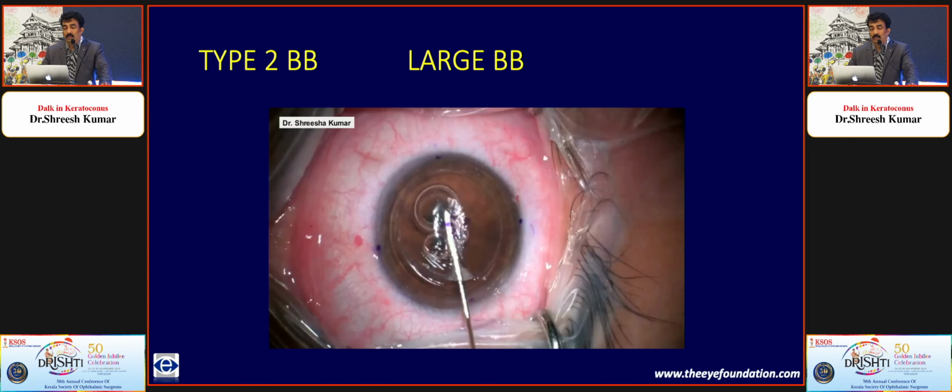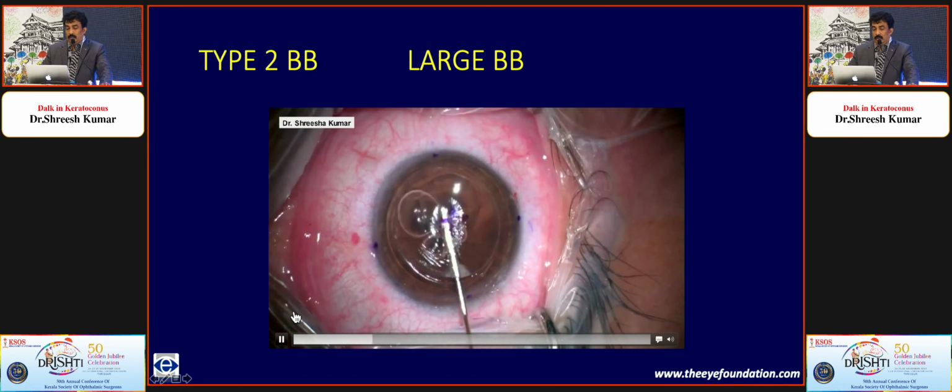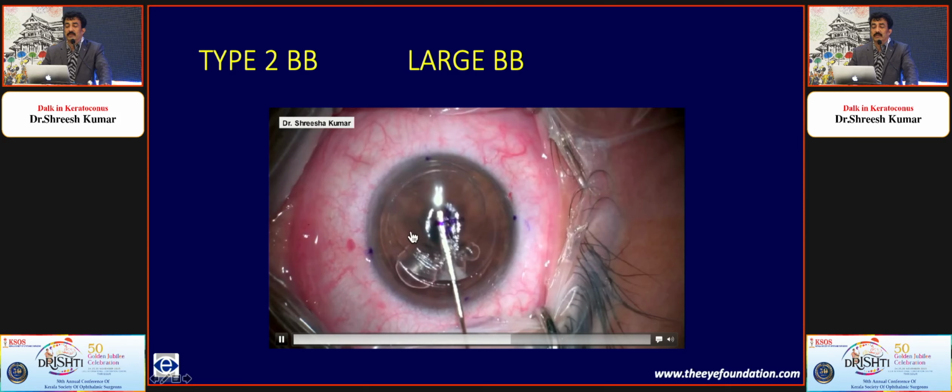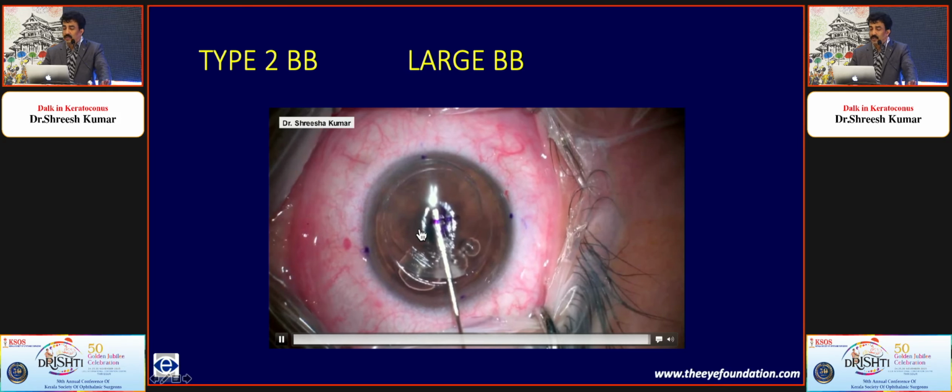Coming to type 2 big bubble, it's a large bubble. You can see the large bubble. It is a clear margin bubble. The previous one had a white margin. This is a clear margin bubble, and tends to rupture in most of the cases. Carefully you can dissect it, but most often you end up with a perforation.